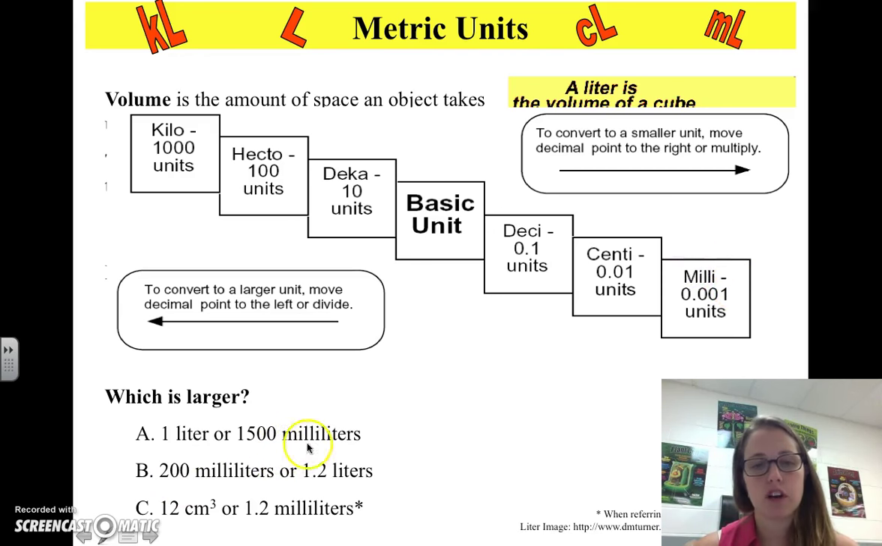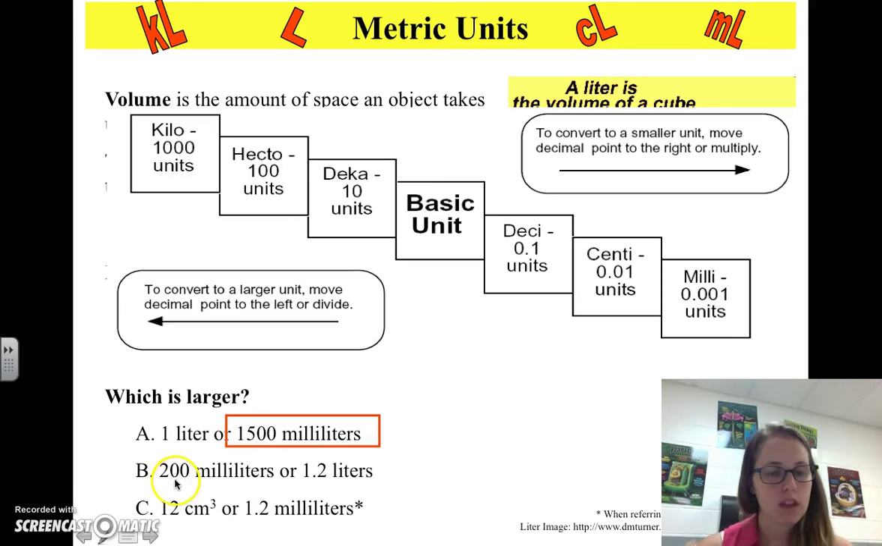And so we know we're starting at milliliters. We're going to go 1 jump, 2 jumps, 3 jumps, because liter is a base unit. So we do 3 jumps to the left. So that means here we go 1 jump, 2 jumps, 3 jumps, so that's going to be 1.5 liters. So which one is bigger, 1 liter or 1.5 liters? 1.5 would be, or 1,500 milliliters.